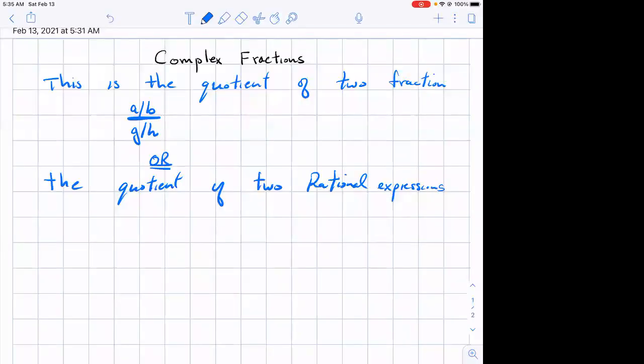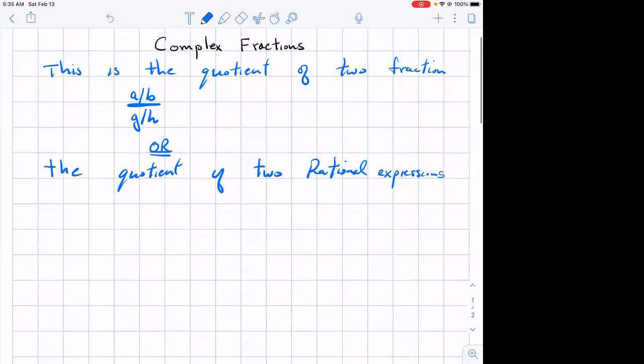So an example in this case would be, let's say, 1 over x plus 1 over y divided by 1 over x minus 1 over y. So it's just a fraction divided by a fraction.